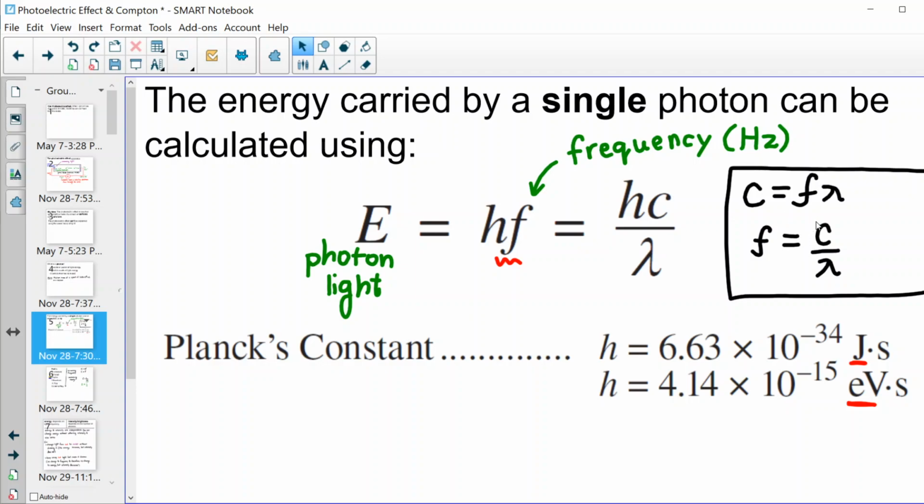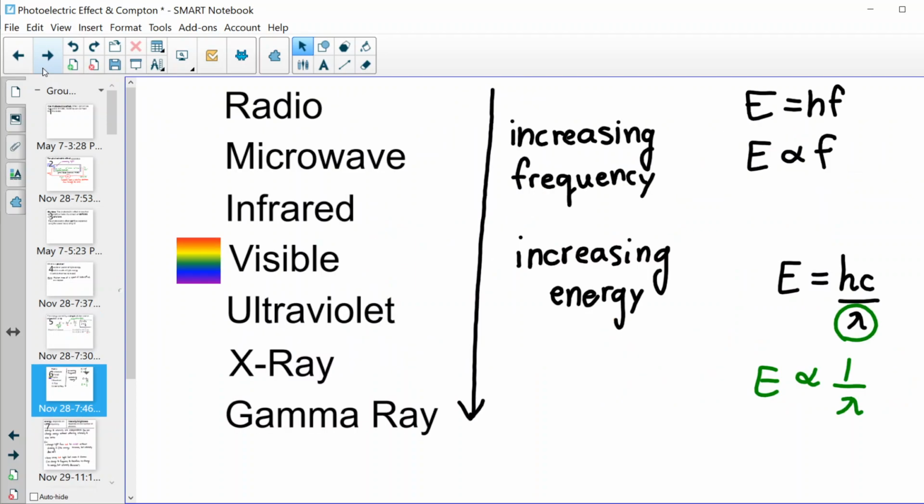Don't forget that you can always convert between frequency and wavelength using this formula here. c is the speed of light. So we could replace f with c over wavelength, which is where this formula came from. This one here is another way of calculating photon energy.